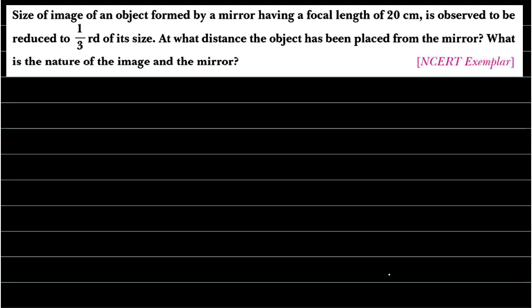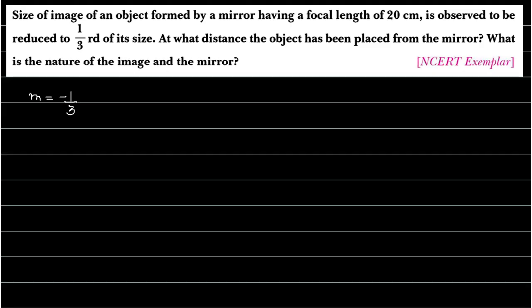Now again, pause the video, solve the question, then see the solution. The question says that the size of the image of an object formed by the mirror having a focal length of 20 centimeter is observed to be reduced to 1/3 of its size. That means first of all it is saying mirror, so it is given that m is equal to -1/3.